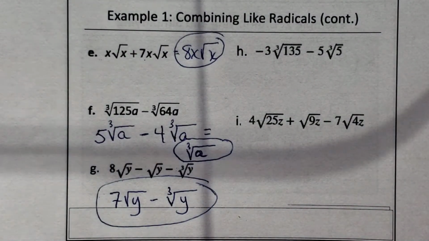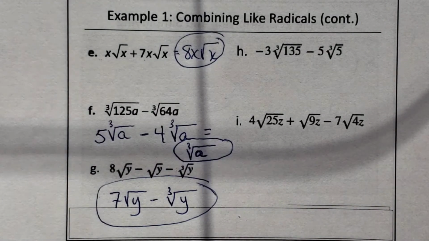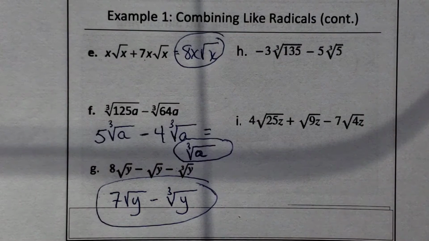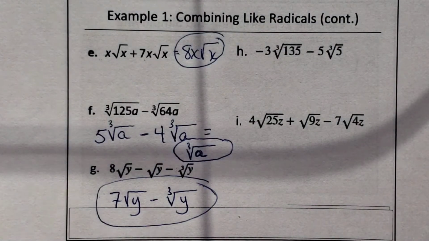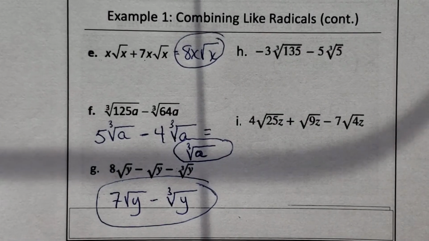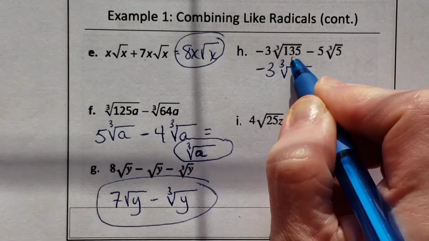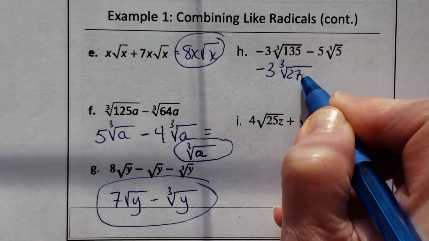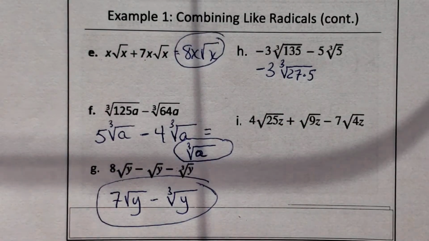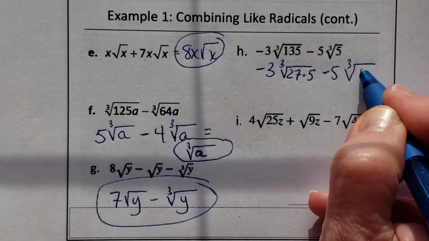All right. Letter H. I'm trying to think of what I could divide 135 by. I got my calculator. When I divide 135 by 5, I get 27. Well, I know that 27 is a perfect cube. So basically, let me write what I'm thinking. Inside this radical is 27 times 5, minus 5 cube roots of 5.